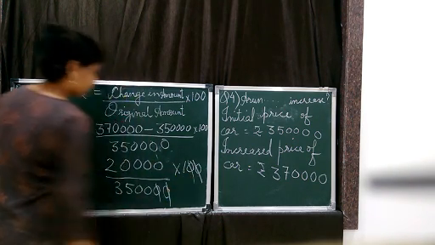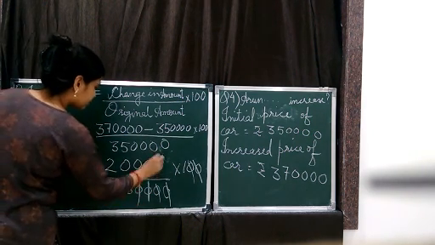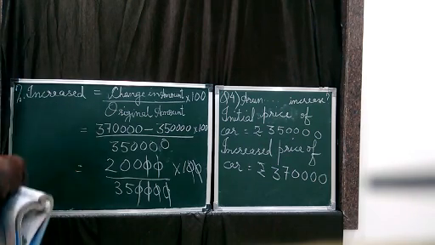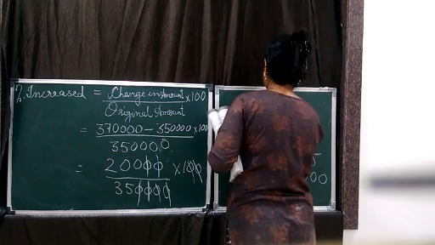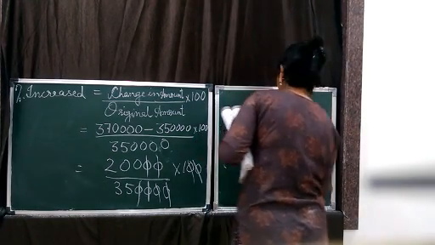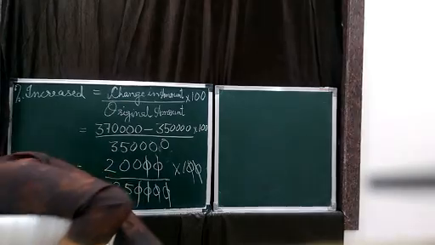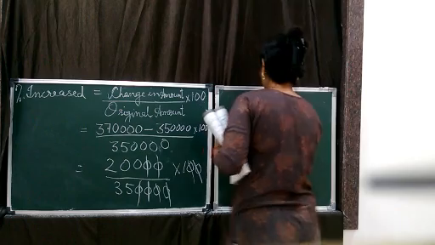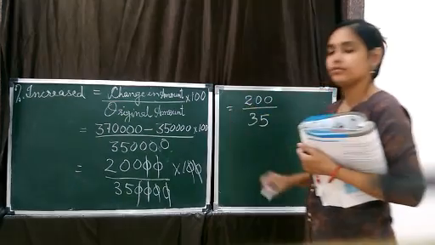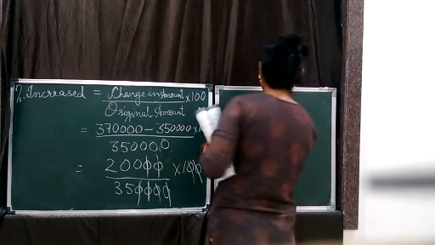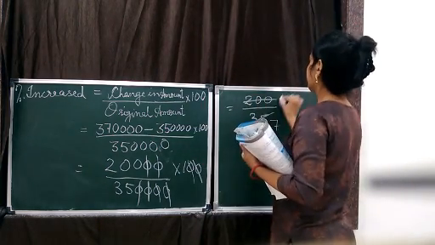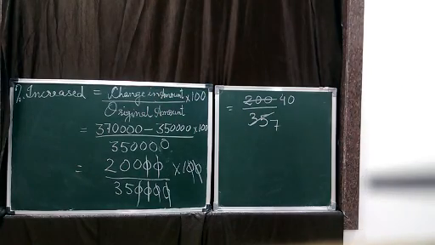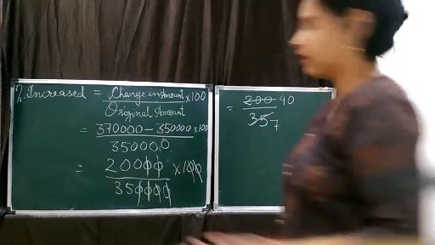Now we cut down the zeros. Okay. Two zeros will go from here also. Now what is left? 200 by 35. So it is 200 divided by 35. Okay, both are divisible by 5. So 5 sevens are 35, 5 fours are 20. So 40 by 7. Yes, so 40 by 7 percentage, or we can convert it into a mixed number.